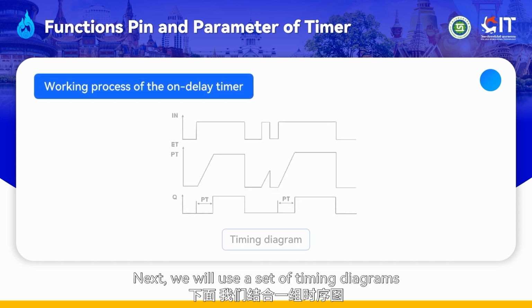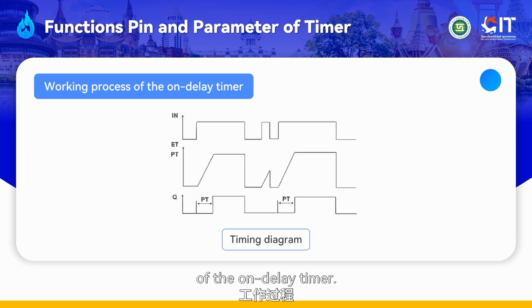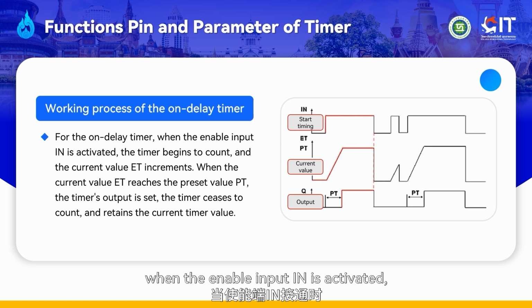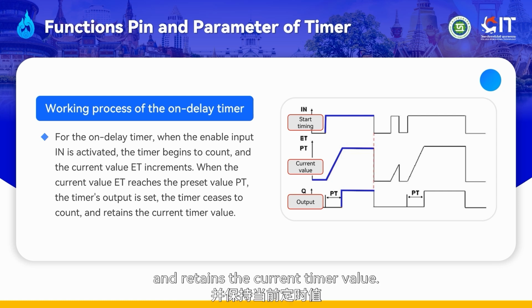Next, we will use a set of timing diagrams to illustrate the working process of the on-delay timer. For the on-delay timer, when the enable input IN is activated, the timer begins to count, and the current value ET increments. When the current value ET reaches the preset value PT, the timer's output is set. The timer ceases to count and retains the current timer value.